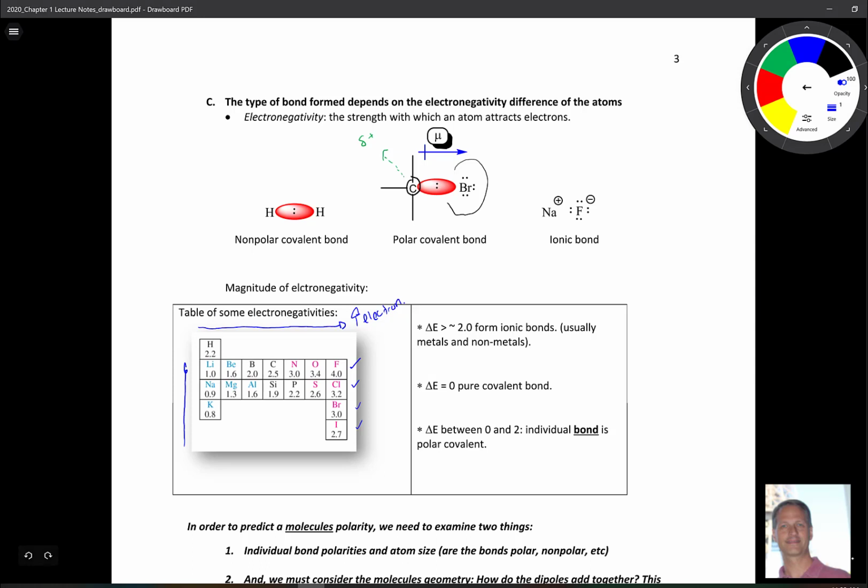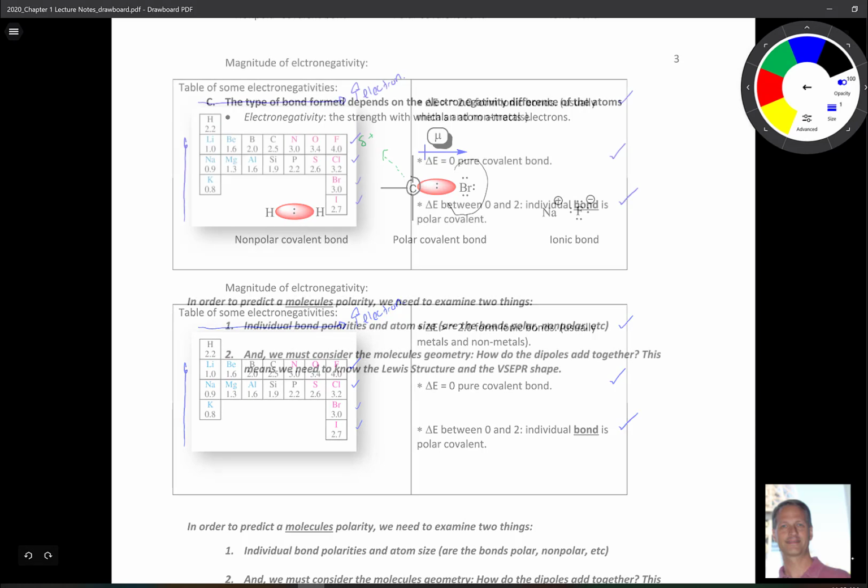So there's a couple problems that you'll encounter as you go through your organic chemistry. Sometimes they'll ask you to calculate these numbers. So if you have to do this on a test or something, the numbers would be given to you from my class. So delta E greater than about 2, we usually say that we have an ionic bond here. And again, typically between metals and nonmetals. If it equals 0, that's a nice pure covalent bond. If it's between 0-ish and 2, then we say it's polar covalent.